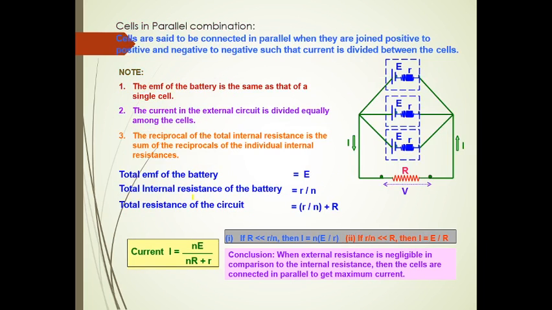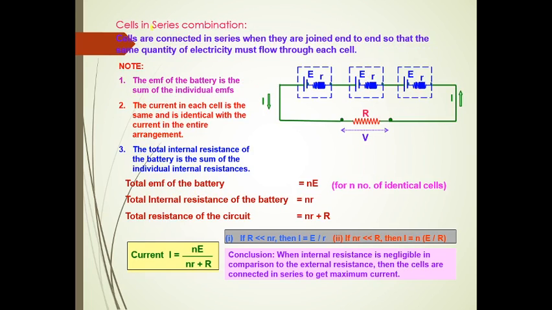The combination of cells can be connected in series or parallel. Then what will be their equivalent resistance, as well as the effective EMF of the cells? In series, one positive is connected to the negative, and again negative to the positive. This is the arrangement known as cells connected in series, when the negative of one cell is connected to the positive of the other.